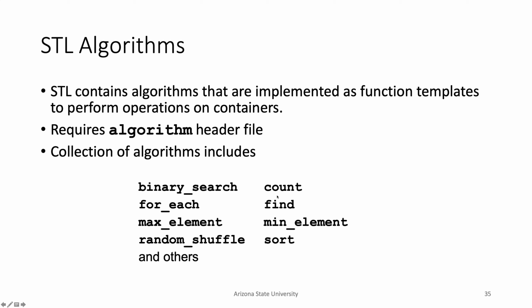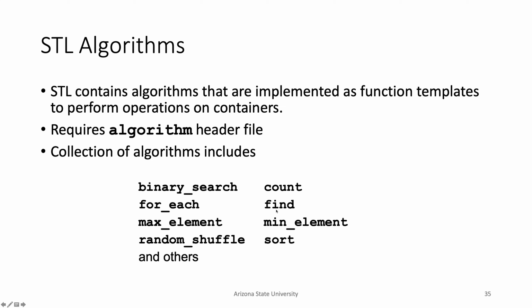If you want to find the number of some element in the vector, then you call count. If you want to find an element, you call find. If you want to find the minimum element, you call min_element. And sort we have seen before. Some of these, like binary search, return true or false. For each doesn't return anything because we're just doing the operation on the value. Max element and min element actually return an iterator, so you have to do a dereference in those cases if you want to find what the value is of the maximum element. Shuffle doesn't return anything. Sort doesn't return anything.